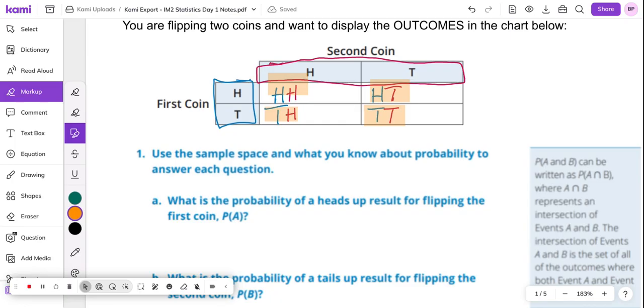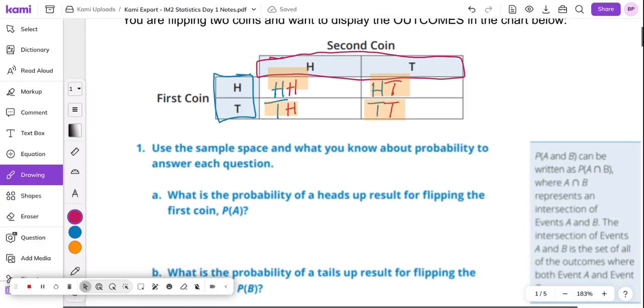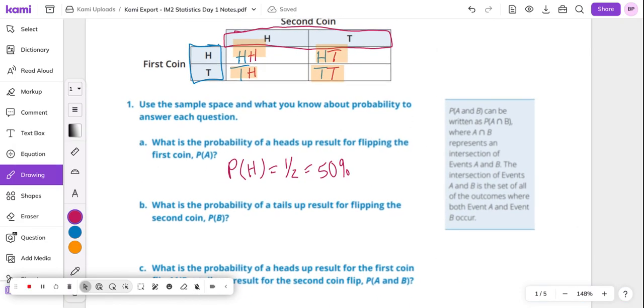So using the sample space and what you know about probability to answer each question, what is the probability of a heads-up result for flipping the first coin? We call that probability of A, or we could even just call it probability of heads on the first flip. It's just 1/2, okay? It's a 50-50 chance. So we say 1/2 or 50%. Very, very simple.